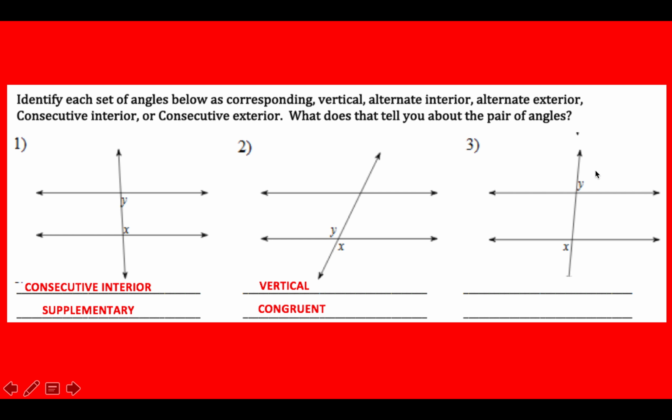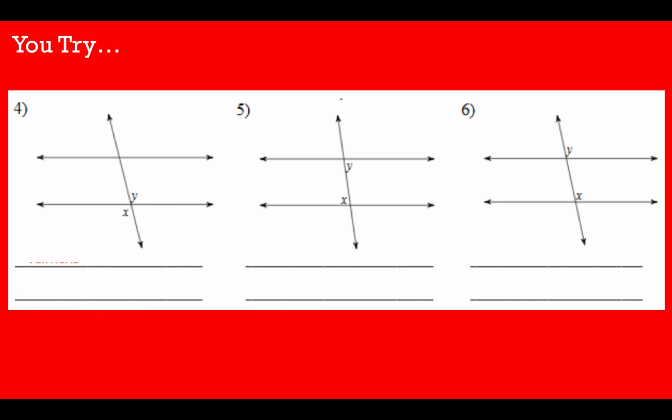Number 3, x and y are on alternating sides of the transversal. One is exterior, and the other is also exterior, so it's going to be alternate exterior. Because we know it's alternate exterior, they are congruent. Pause the video and you try these 3. You should have gotten something similar to these.